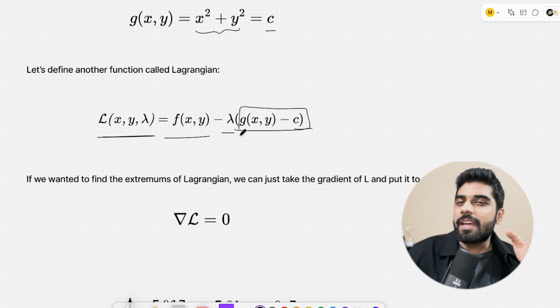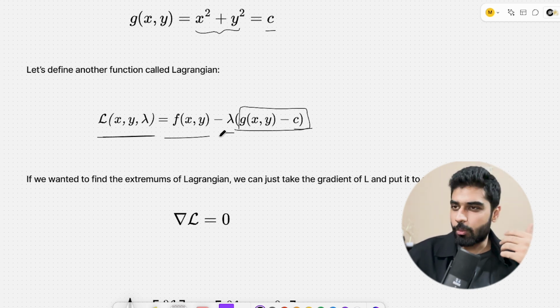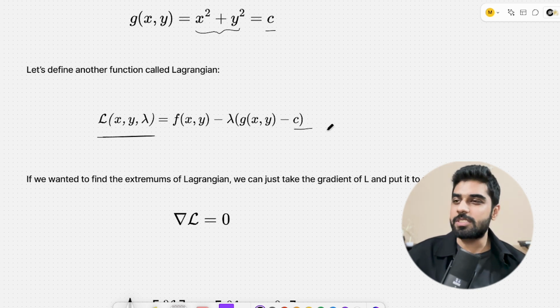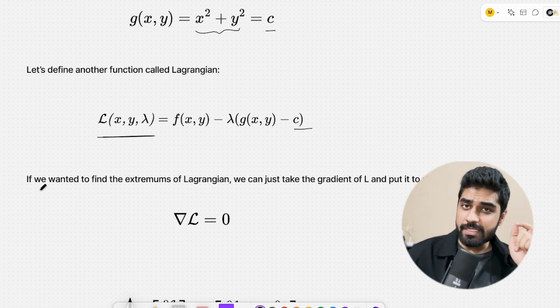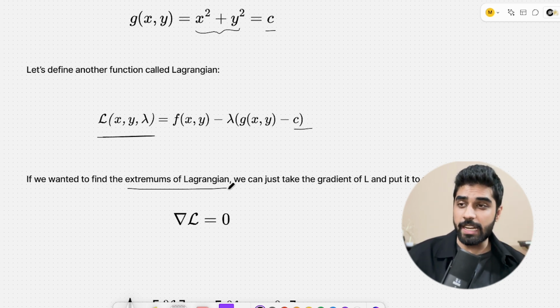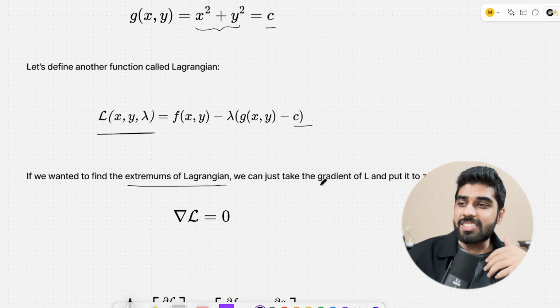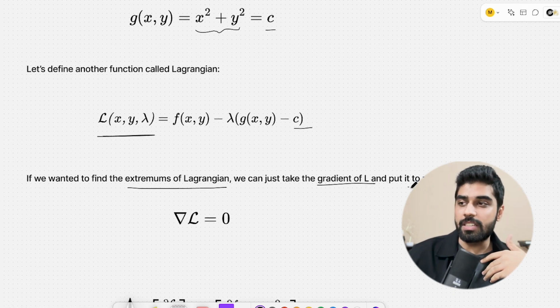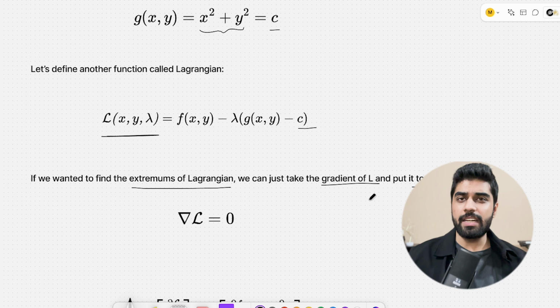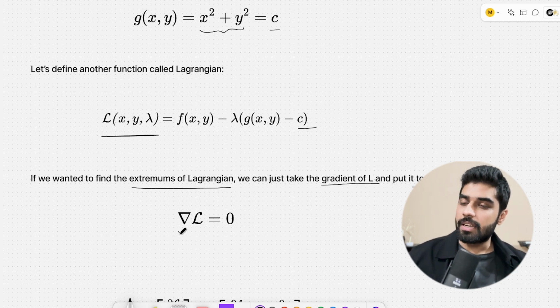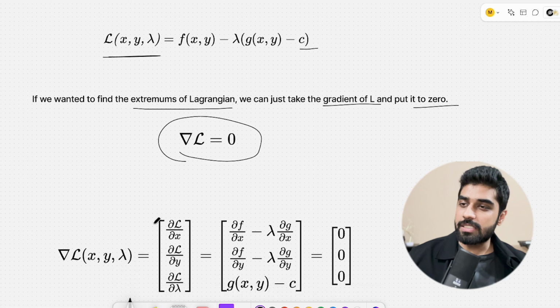Now, why are we using this form? Why are we defining a function called Lagrangian, which is of this particular form? And the reason is that if you wanted to find the extremum of Lagrangian, which is maxima or minima for the Lagrangian function, we can just take the gradient of the Lagrangian and put it to 0, right? That's how we find the extremums of any function. So let's just do that. Let's put the gradient of L equal to 0.